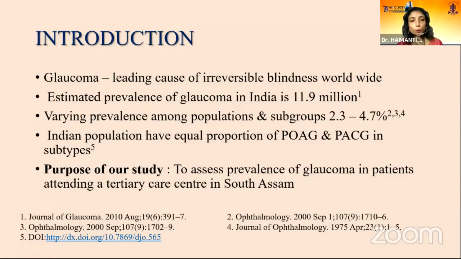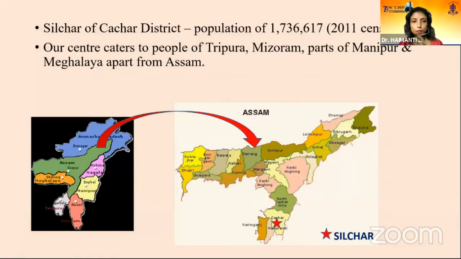Glaucoma, as we all know, is a leading cause of irreversible blindness worldwide, and the varying prevalence in the Indian population is 2.3 to 4.7%. The purpose of our study was to assess the prevalence of glaucoma in patients attending a tertiary care center in South Assam.